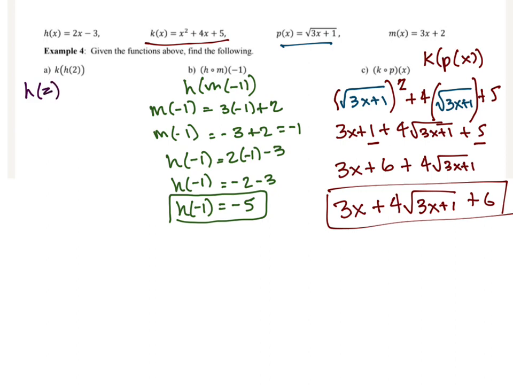Why is it negative 5? Because I subtracted. Negative 2 minus 3. What about h times m? I got 5. Yeah, I got 5, not negative. Did you make sure you put H and M next to each other, and then distribute it to get one big function and then plug in negative 1?